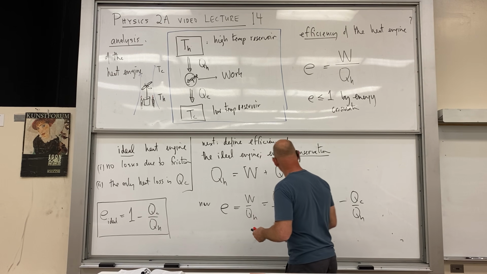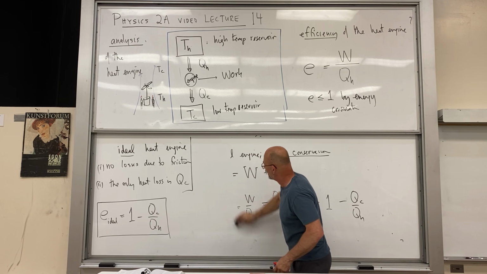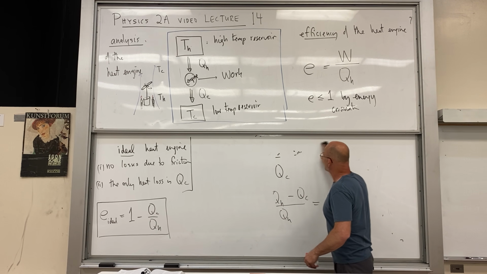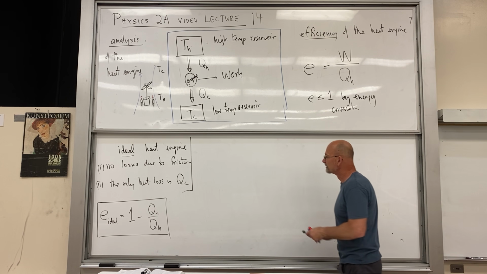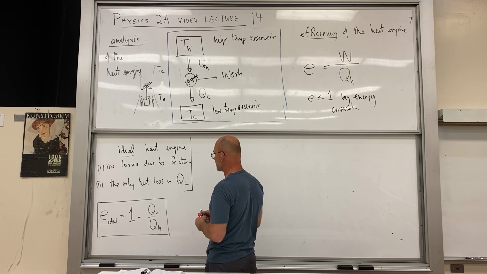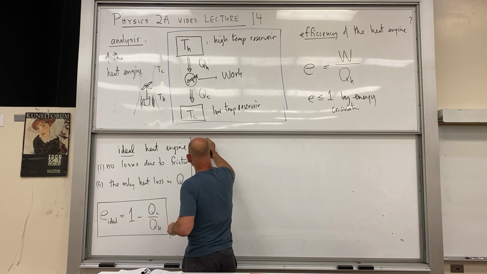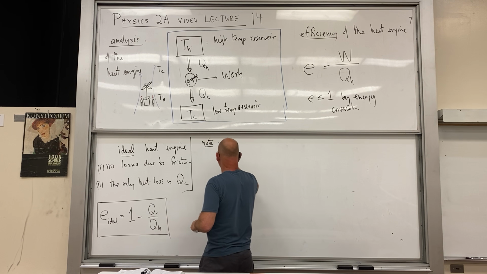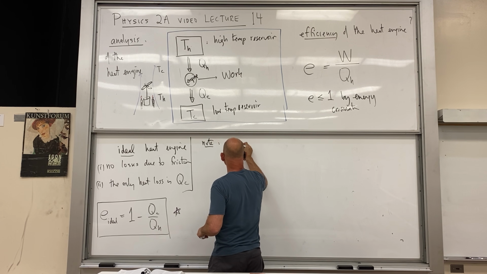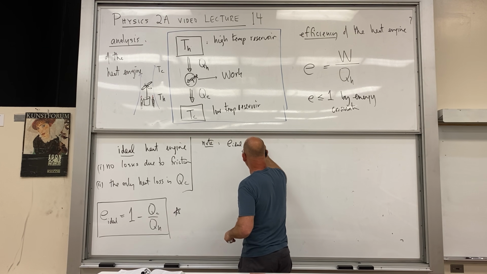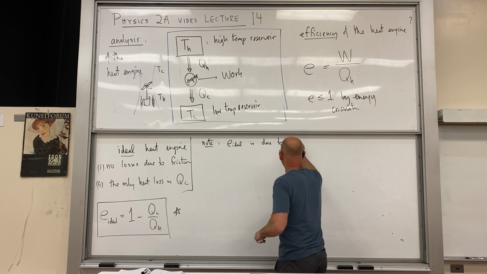Let me formulate this a little nicer. Now that we have this, I'm just going to keep that up there the whole time. So we've got the ideal heat engine. This is its ideal efficiency. We'll just put this as a note: this expression star, E ideal, is due to energy conservation.